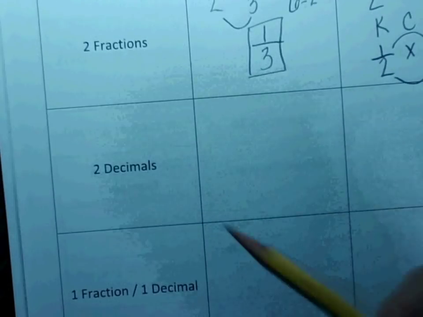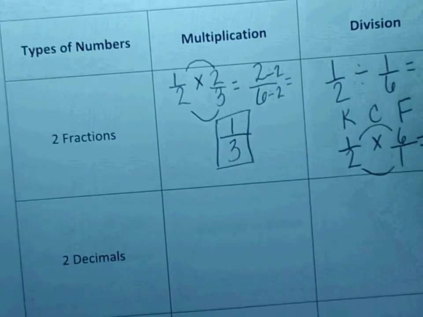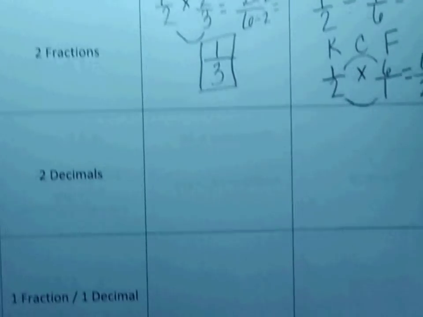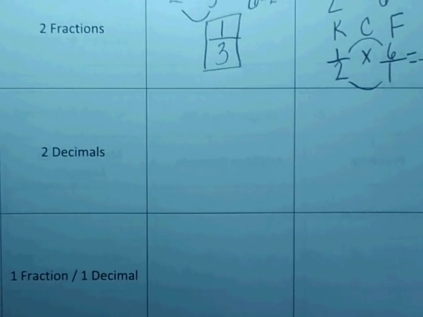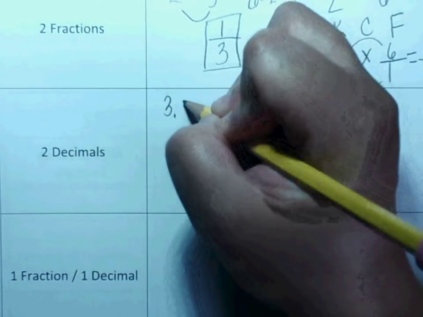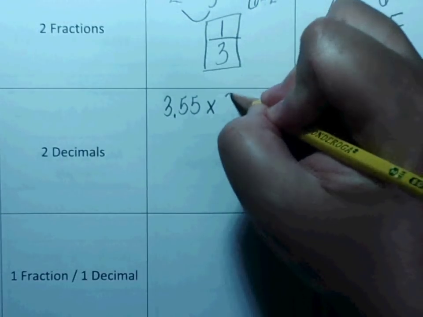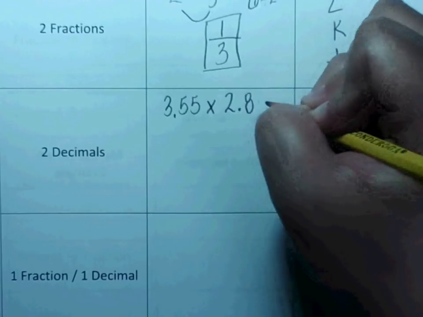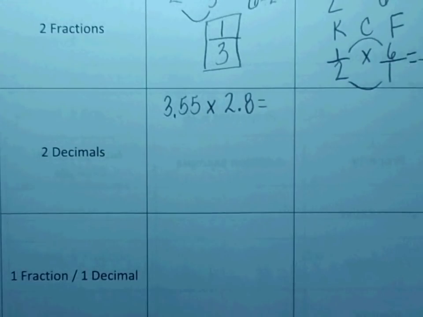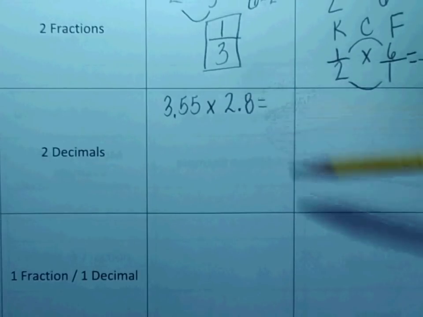Alright, let's go to our second row. Our second row is going to be involving 2 decimals. And so in this first column we're going to be multiplying 2 decimals. The decimals that we are going to be multiplying are 3 and 55/100ths times 2 and 8/10, or for the other math students whose teachers say it as 3.55 times 2.8.